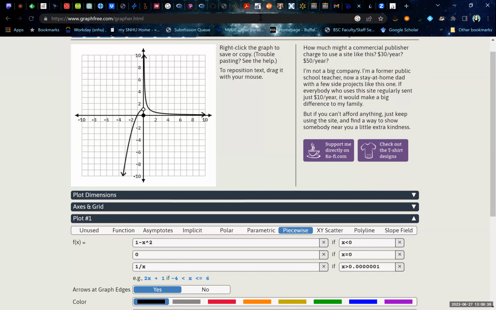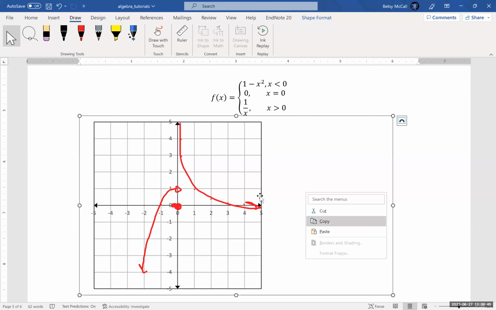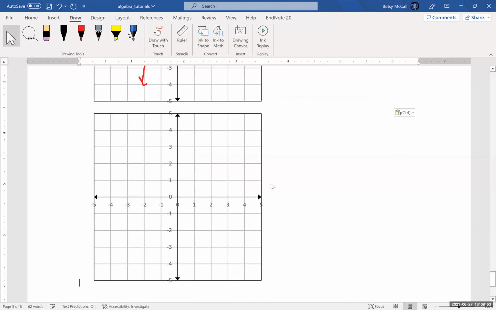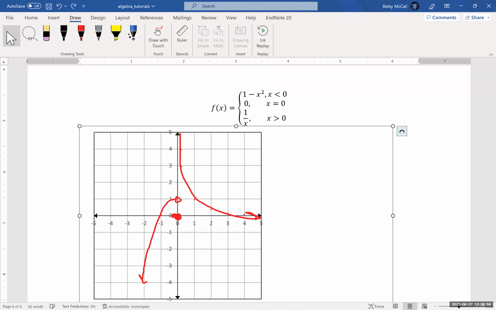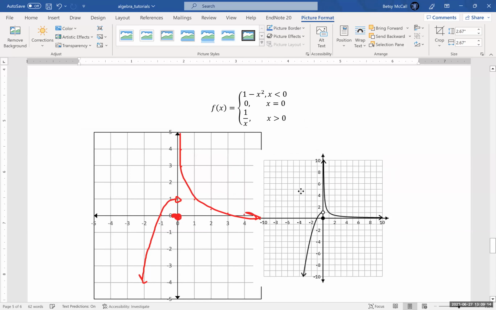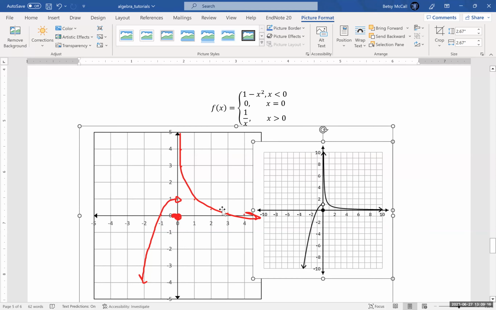And so we can copy this and go back to our other graph and confirm that it didn't paste because I copied the wrong thing. Let's try that again. There we go. So there's our 1/x, there's our parabola, and there's our dot.